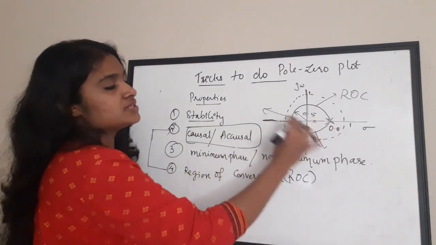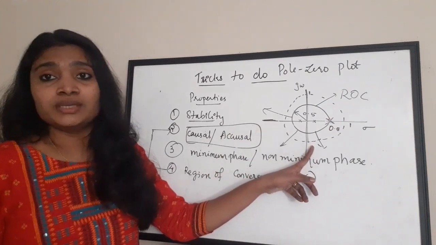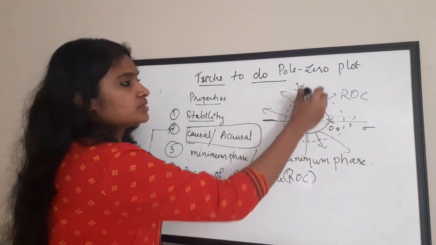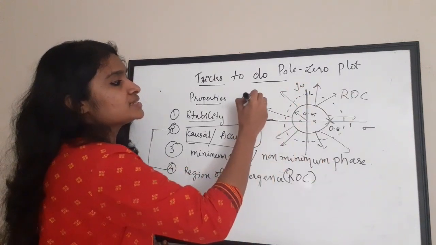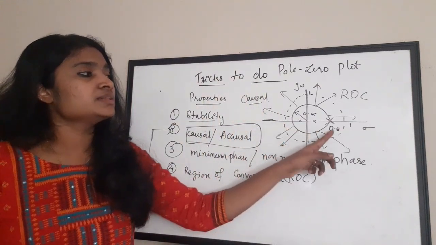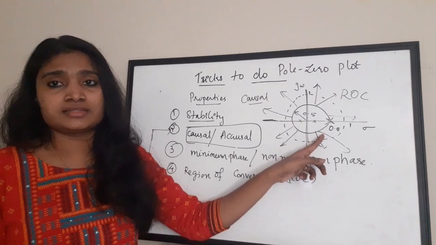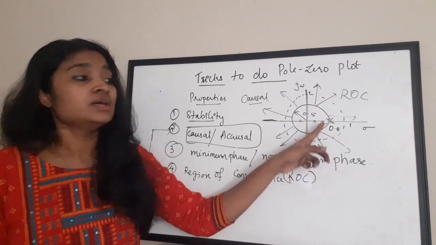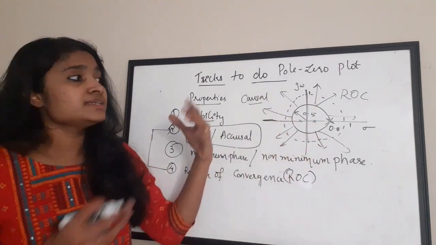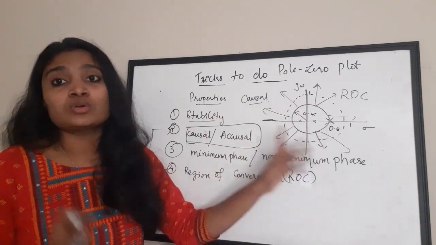If this ROC extends outward of this circle, then the system is said to be causal. So this is the region of convergence for the system, and then it is called a causal system. Hope this is clear. We have drawn a circle by keeping the outermost pole as the radius. Here the outermost pole is 0.5. We have kept it as the radius and drawn a circle. And the region of convergence of this system is extending outside from this circle. Then such a system is called a causal system.